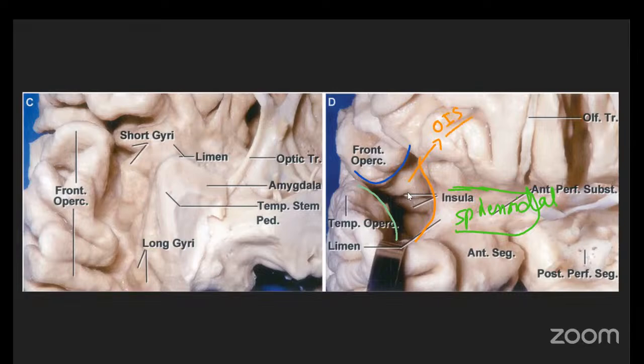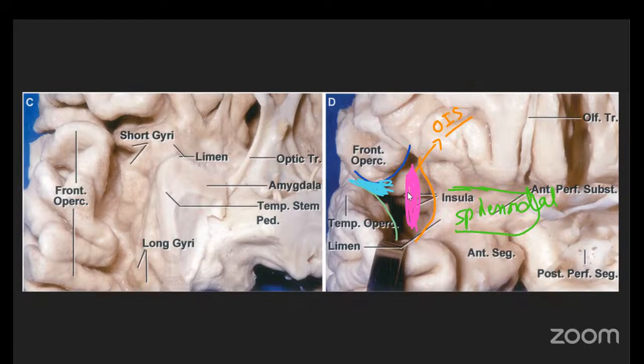Now, the operculo-insular segment is divided in two parts. It's easy to understand. Between these two lips, there's the opercular part. This is the opercular part. Whereas on the insular surface, this is the insular part. All of this is just a communication of CSF and the subarachnoid space. Easy to understand, right?